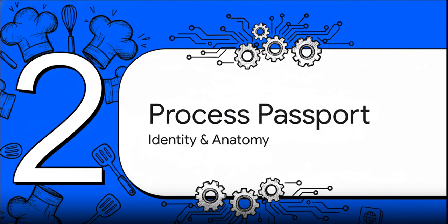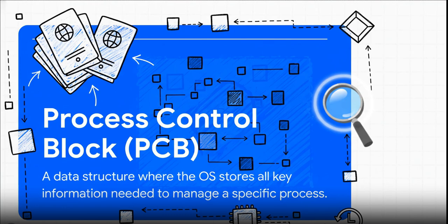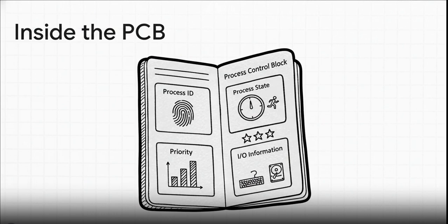Well, this is where the process's official ID comes in. Every single process that gets created gets its own little passport. In the tech world, we call this a process control block, or PCB for short. It's basically a special file where the OS jots down everything it needs to know to manage that specific process. So what's inside this passport? Well, for starters, the PCB holds a totally unique process ID, the PID, so it can tell all the processes apart. It's also tracking the process's current state, like is it running right now or is it just waiting around?